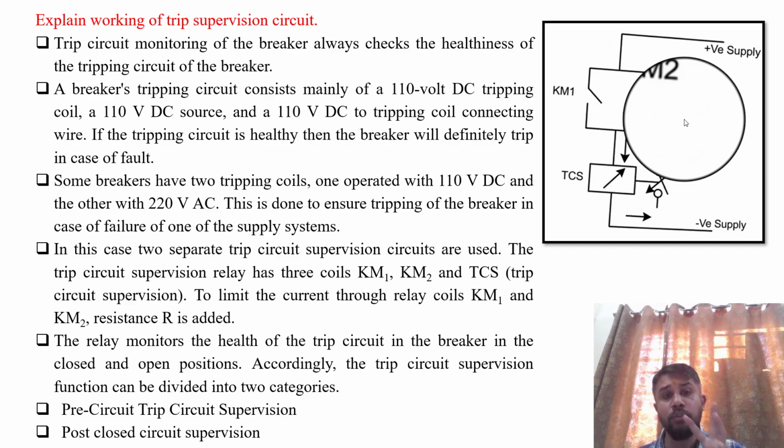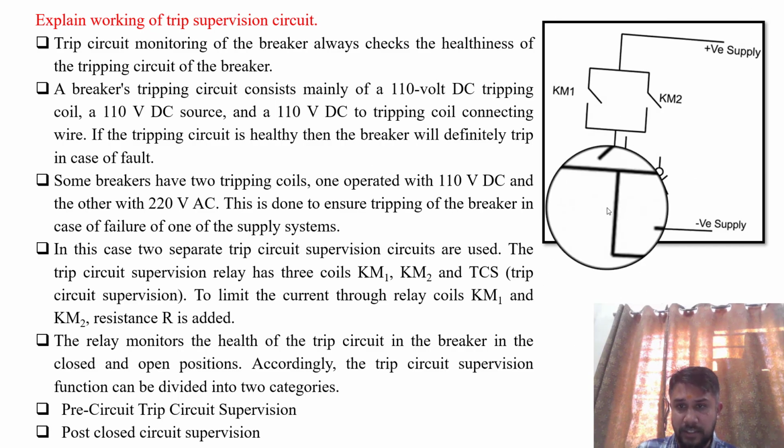Now some breakers have two tripping coils, one operated with 110 volt DC and the other with 220 volt AC. This is done to ensure the tripping of the breaker in case of failure of one of the supply systems, because the breaker must trip, so the trip circuit must get the supply. Now in this case, two separate trip coil circuit supervision circuits are used.